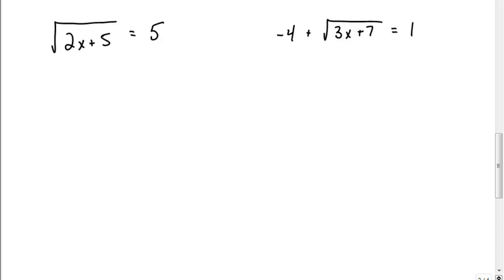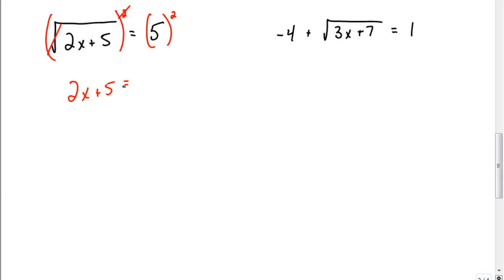With this one, since it's all by itself, we can jump right into getting rid of the root. What undoes a square root is squaring. The square root and the square undo each other, basically. So since we have a square root, to undo it, I'm going to square both sides. When I square both sides, again, the root and the square undo each other, so I'm left with 2x plus 5.